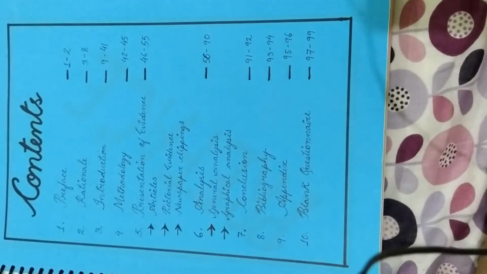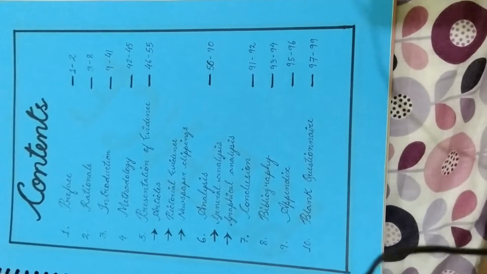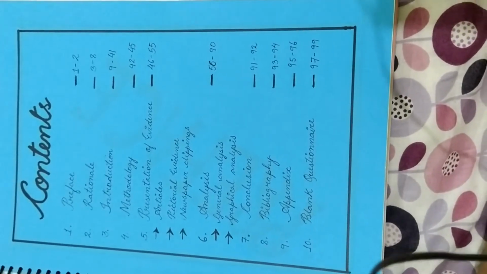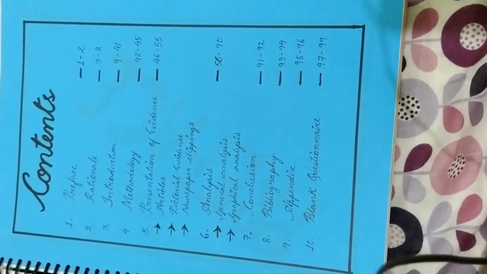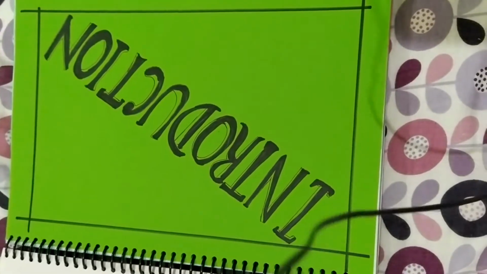This project is a huge one. It is 99 pages, and generally sociology projects are this big. It's 99 to 100 or maybe even more than that. I'll skip the preface and I'll show you the other things. So here is the introduction part.